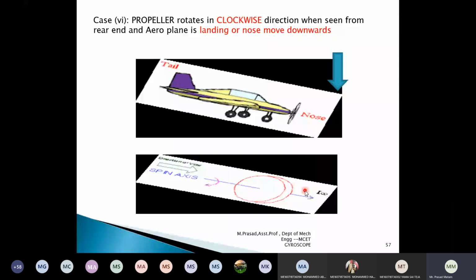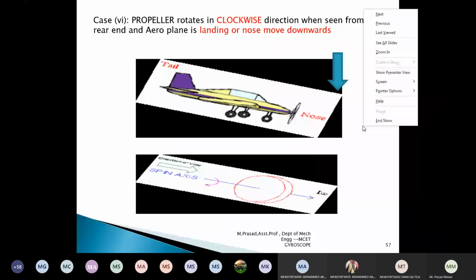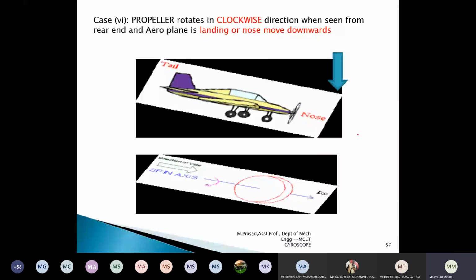Okay, let me explain again. So clockwise motion means it is coming in the positive x-axis. Where will the pressure vector come now? Can anyone answer? Similarly, my active couple and reactive couple are coming in the y-axis only. There is no change. So this is my active couple coming downwards. This is my reactive couple.